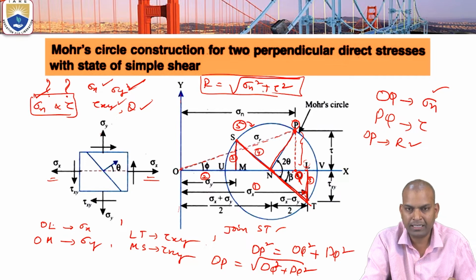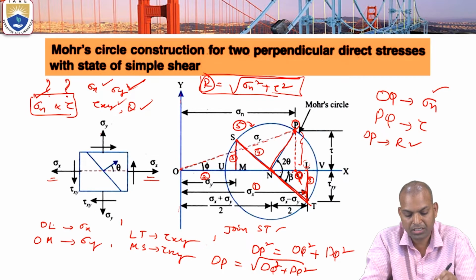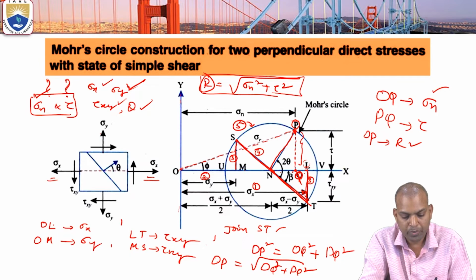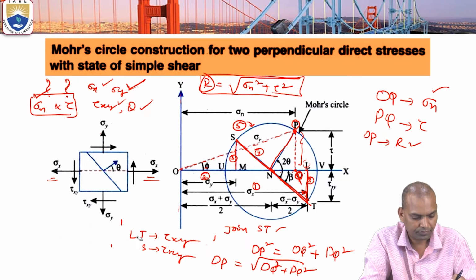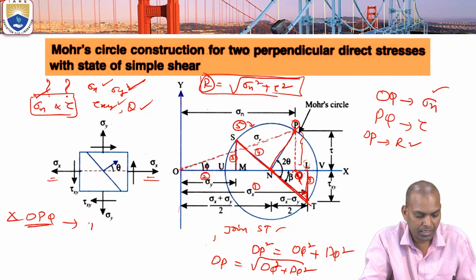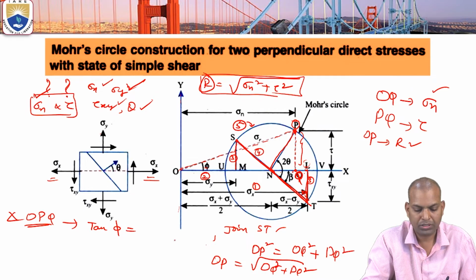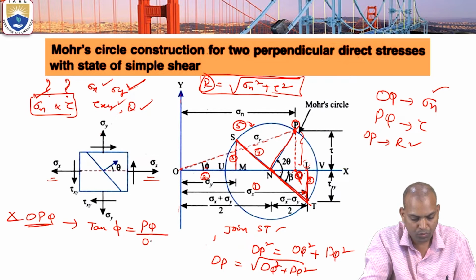Now if you measure the angle, what direction is this resultant stress OP making? That is tau by sigma n. Tan phi is the angle phi. From the triangle OPQ, tan phi equals the opposite side by the adjacent side, PQ by OQ.